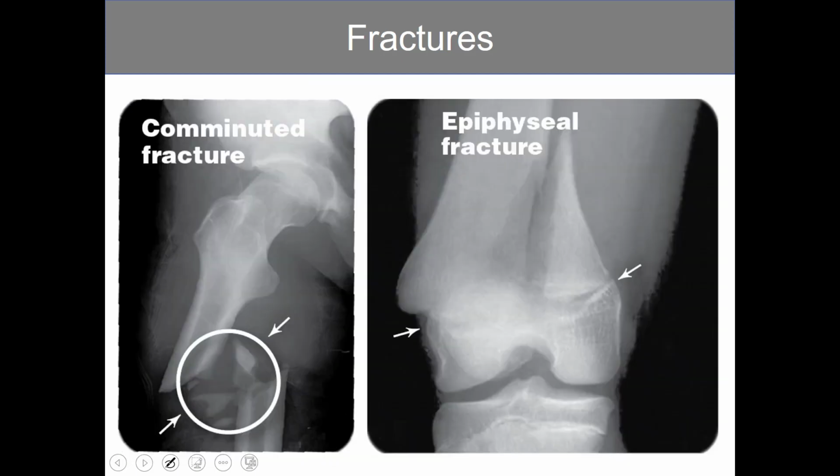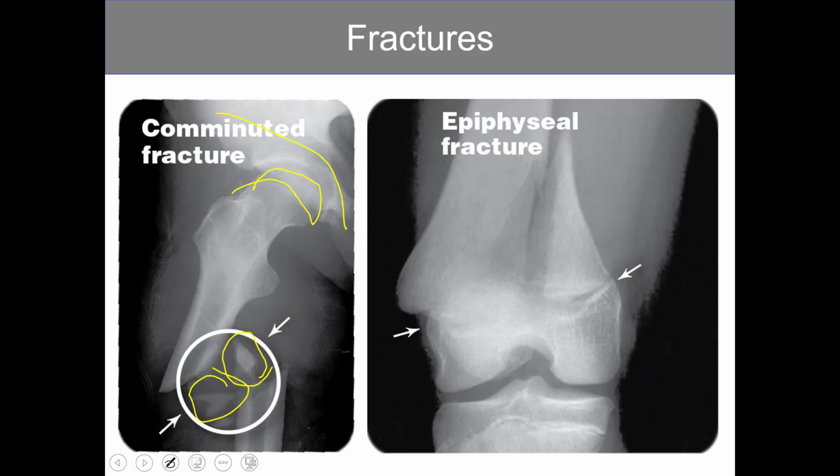A comminuted fracture is one in which you have large chunks of bone that are kind of loose within this fracture. Of course, this is the proximal femur. We can see the head of the femur up here. That would make this bone the coxa.